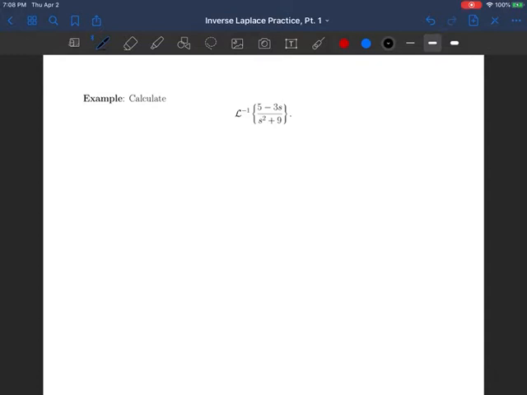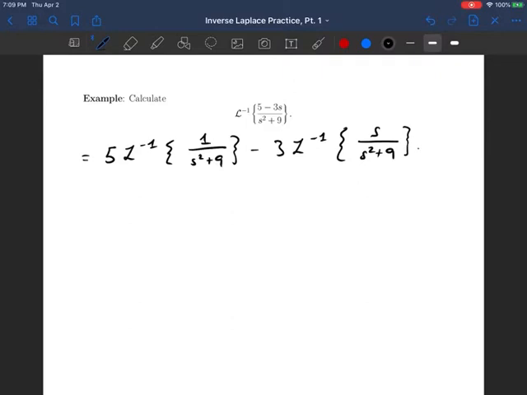So the next one, we have the inverse Laplace transform of 5 minus 3s over s squared plus 9. So this we're going to break into 2 parts according to whether we have an s or a constant on the top of this irreducible quadratic. So this becomes 5 times the inverse Laplace transform of 1 over s squared plus 9 minus 3 times the inverse Laplace transform of s over s squared plus 9.